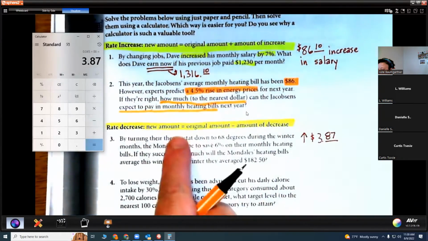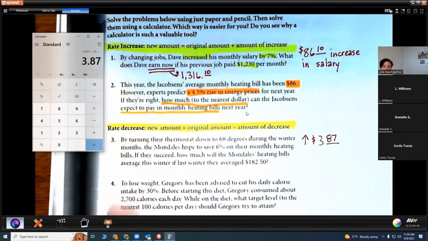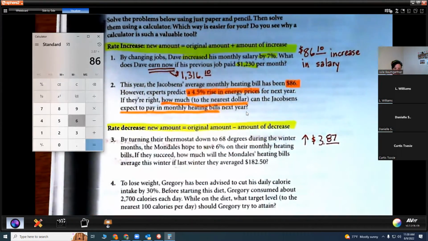So then we add that to the original amount to get the new amount. So we add 86, and it says round to the nearest dollar. So do I round this up to 90 or do I keep it at 89?